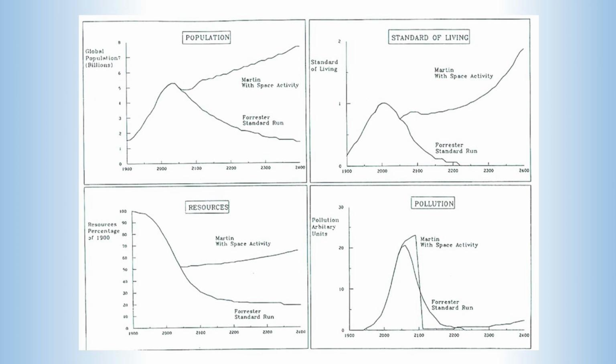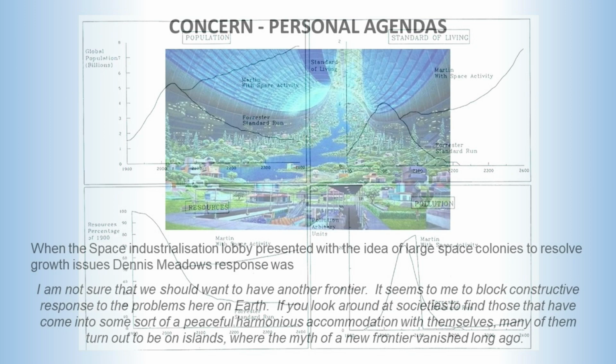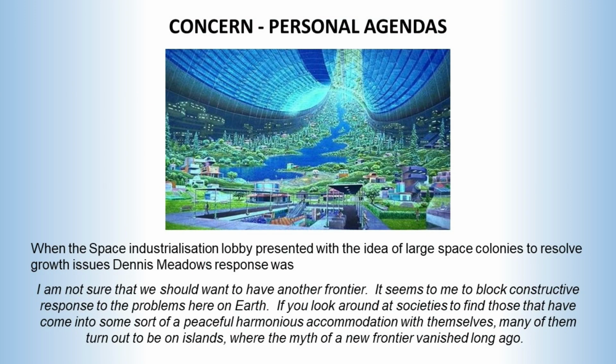As you might expect, these results were presented to the MIT team. Specifically, when the space industrialisation lobby presented Dennis Meadows with the idea of large space colonies to resolve growth issues, his response was, well, maybe, but surely that's not the future we want. In other words, he does not see the demise of an industrial materialistic civilization as a bad thing. He believes that the limits to growth will force mankind into what he considers to be a better way of life.